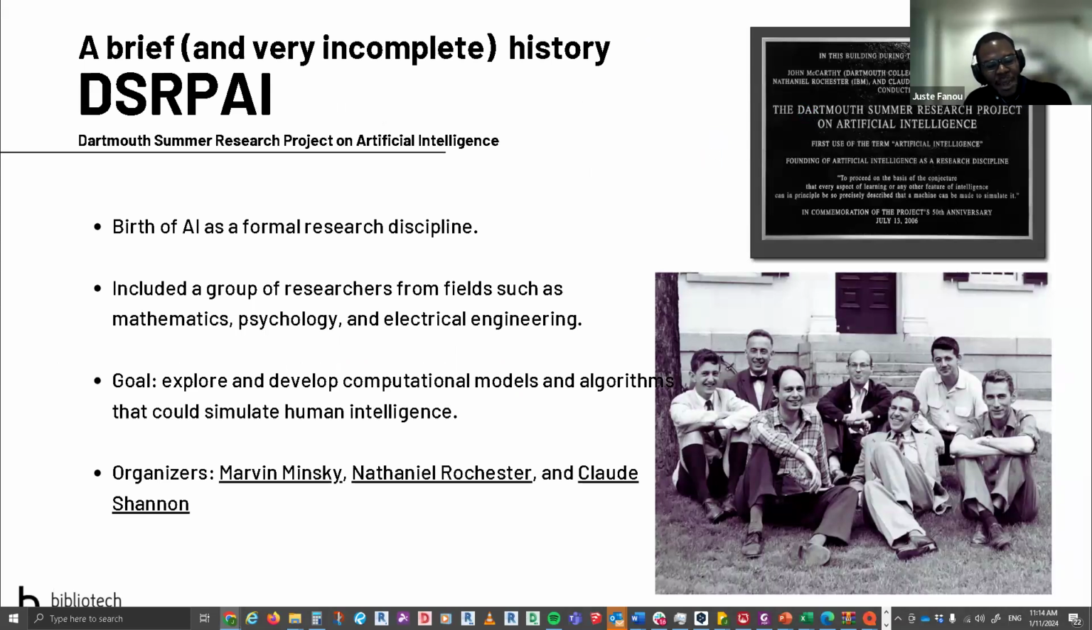So if we go back to when AI, or artificial intelligence, was invented, or when the term was coined, we have to talk about the Dartmouth Summer Research Project on artificial intelligence. That was the first time a couple of professors from various fields, including math, psychology, and engineering, got together and started thinking: this is a new discipline, how would we structure it? What are the goals? What are we trying to achieve here? The goal was to explore and develop computational models and algorithms that can simulate human intelligence. That would be the birth of AI as a formal discipline.